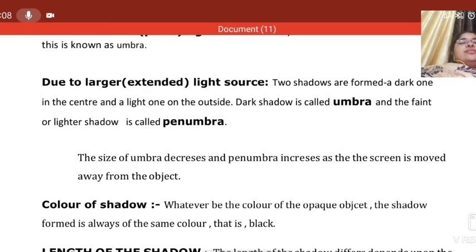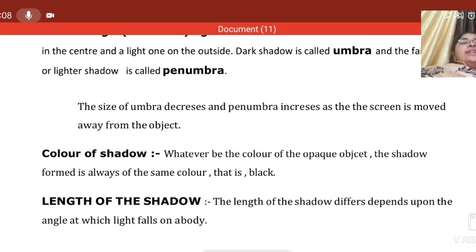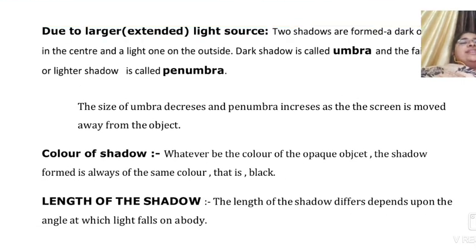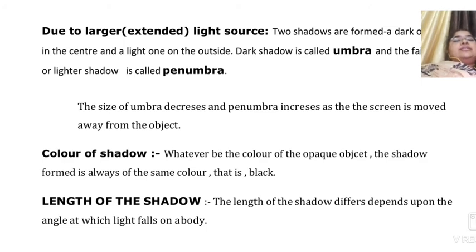Next, the size of umbra decreases and penumbra increases as the screen is moved away from the object. It means, students, when the screen is moved away from the object, the source of light, at that time umbra, the dark shadow, decreases and penumbra increases. It means the light shadow increases when the screen is moved away from the object.